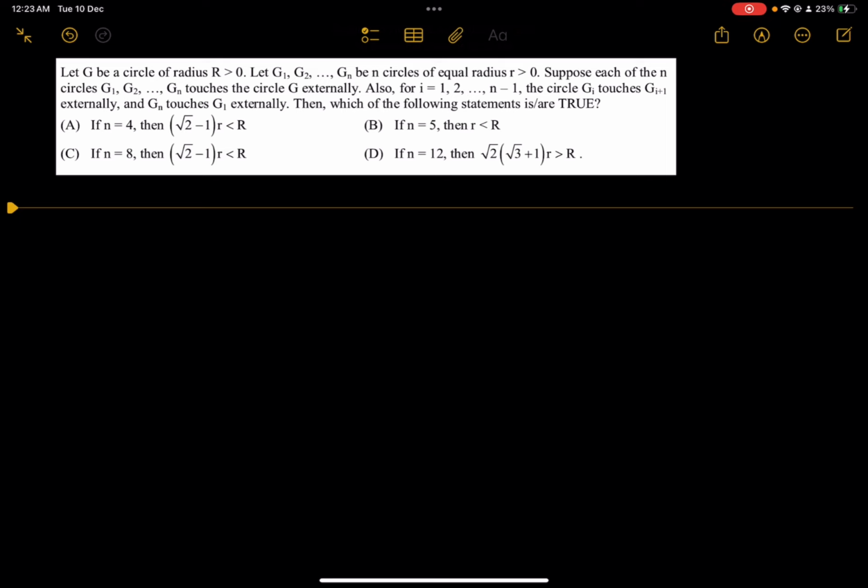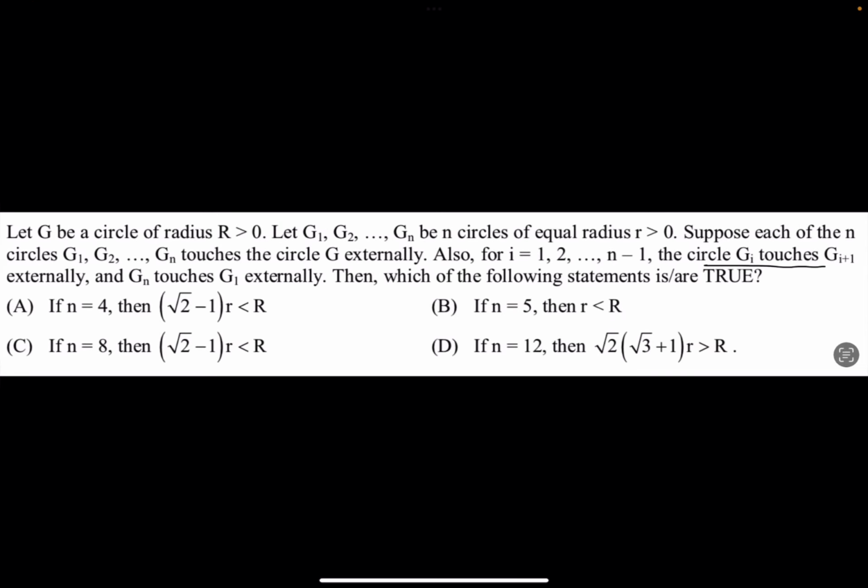Let G be a circle of radius R. So we have a circle G like this. Okay, the radius of the circle is R, and G1, G2, and so on, Gn be n circles of equal radius r. Suppose that each of the n circles touches the circle G externally. So G1 is like this, it touches G externally, and it is also given that the circle Gi touches Gi plus 1 externally.